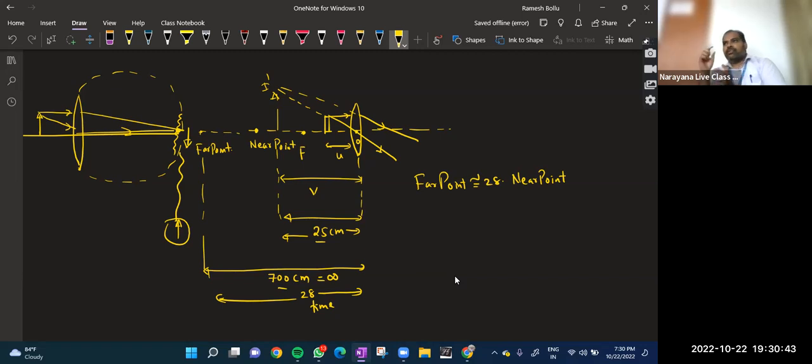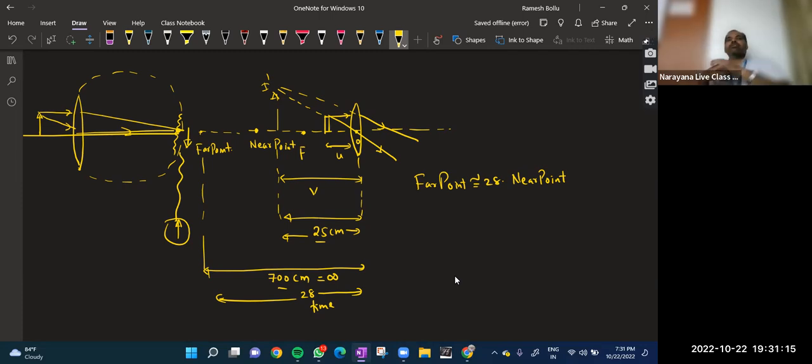Understood? If you are seeing a very tiny object, and the image is formed more than 7 meters away, can you see that? Now you are seeing me, but you cannot identify me when I am more than 7 meters away. Whether I am crying, smiling, or laughing, you cannot observe me properly. Correct or not? If the image is formed below 25 centimeters or more than 7 meters, what will happen?